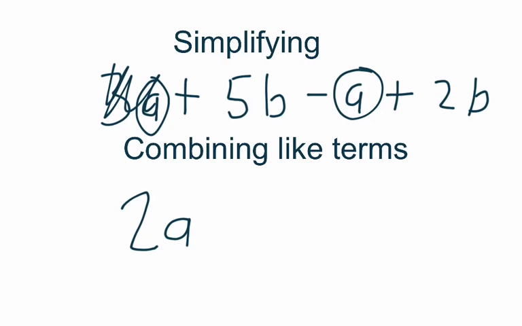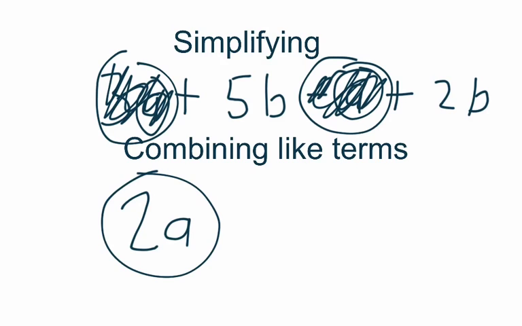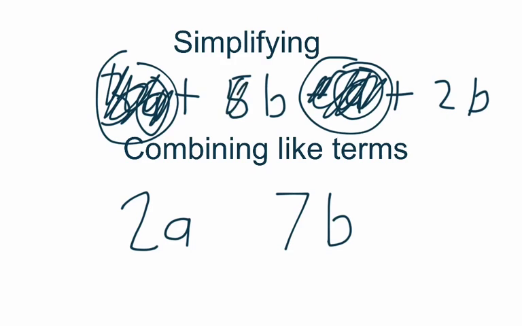Okay, so I've combined my A's to know that I had 3 and I took one away, so now I have 2 A's. Now what's left? We have a 5B plus another 2B. Okay, so if I have 5 B's and 2 B's and I'm adding them, that means that I'm going to have 7 B's. So I've done that, and I've done that.